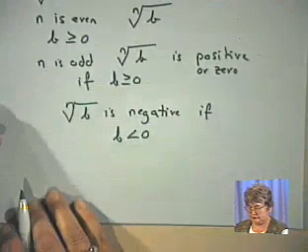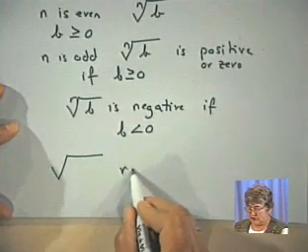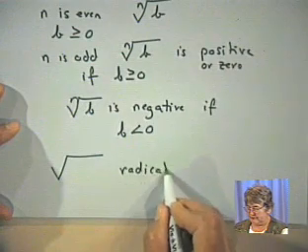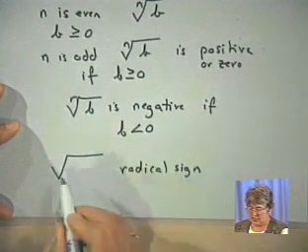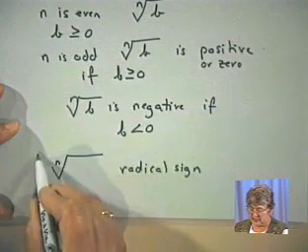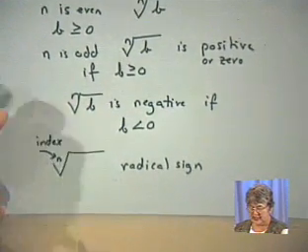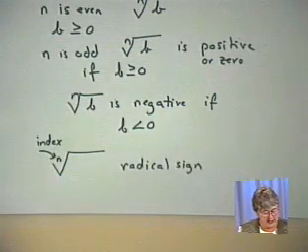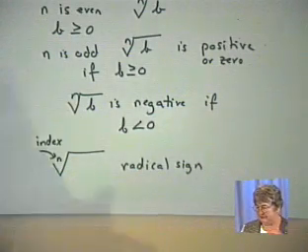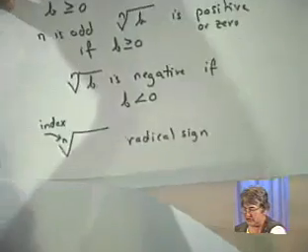As I mentioned earlier, this is called the radical sign. The little number here is called the index of the radical. It tells us what kind of root we're going to be taking. And the number whose root we're taking is called the radicand. That would be the number inside the radical sign.